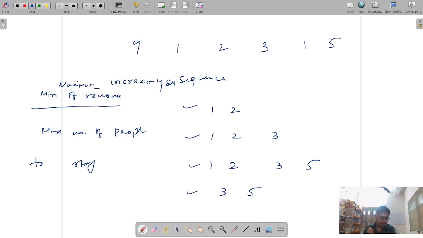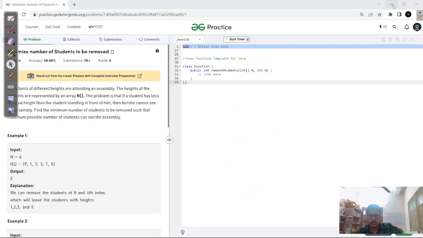The maximum increasing subsequence. So the question is actually giving me a trick to find the maximum increasing sequence. But do we have to find the maximum increasing subsequence? What does the question ask us? Let's see the question. Okay. So we have to find the minimum number of students to be removed. We do not have to give the increasing subsequence. We have to tell the number which represents the minimum number of removal operations, right?